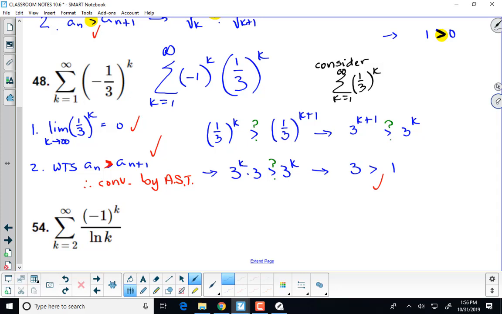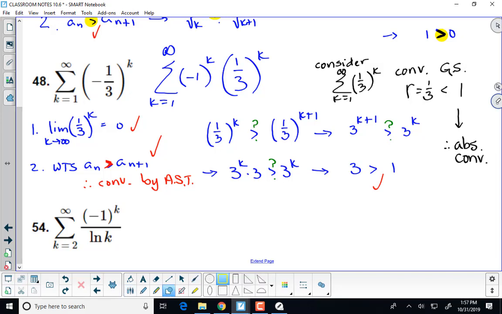I'm so sorry. It's not a p-series. A p-series with p less than 1 diverges. A geometric series with r less than 1 converges. So this is a convergent geometric series, with r equals 1/3, which is less than 1. Therefore, the convergence is absolute. Therefore, absolute convergence of the original series.